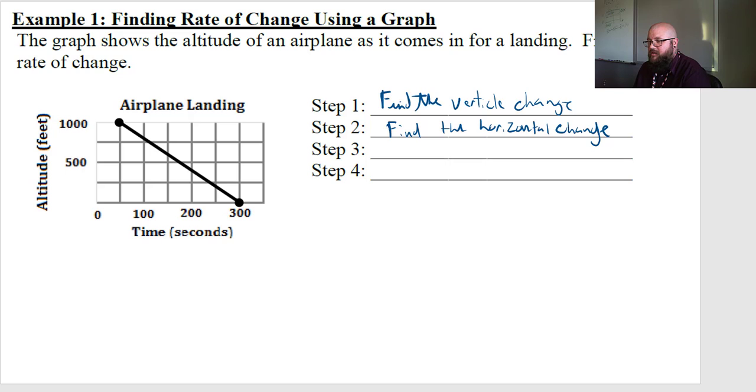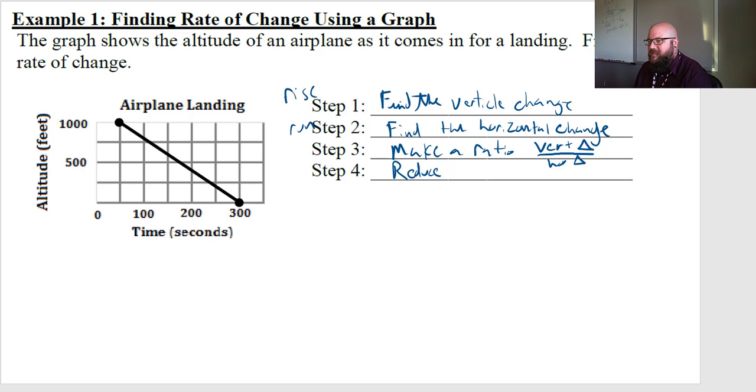Remember, this is going to be rise over run, okay? So rise over run. Step three, when we have that, we're going to make a ratio. Again, we're going to say the vertical change, which is notated by a triangle, over the horizontal change. And then step four, if need be, we'll reduce. So reduce that ratio, reduce the fraction, however you'd like to word that, okay?